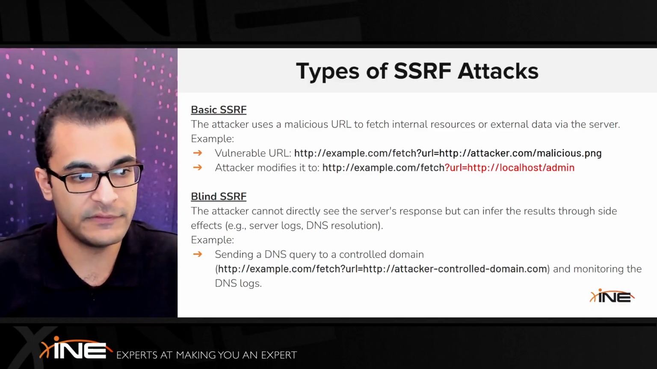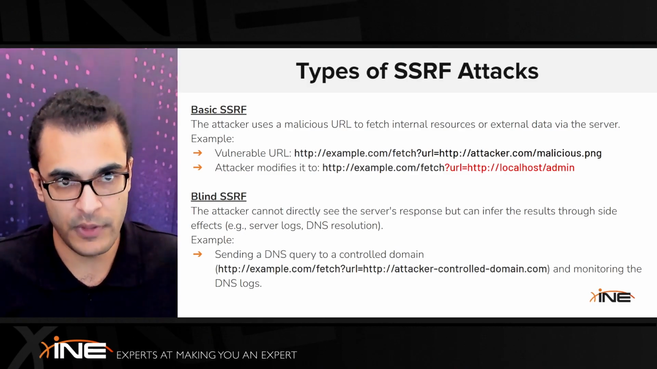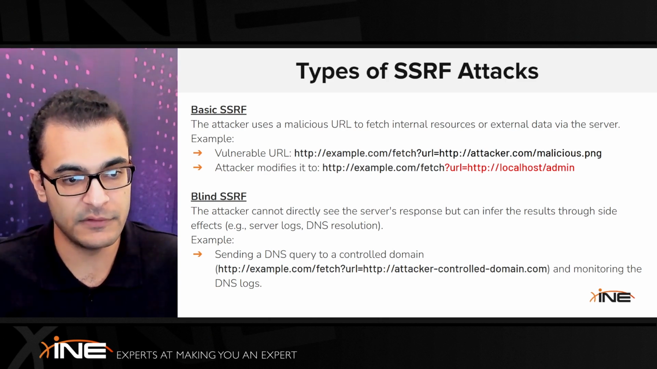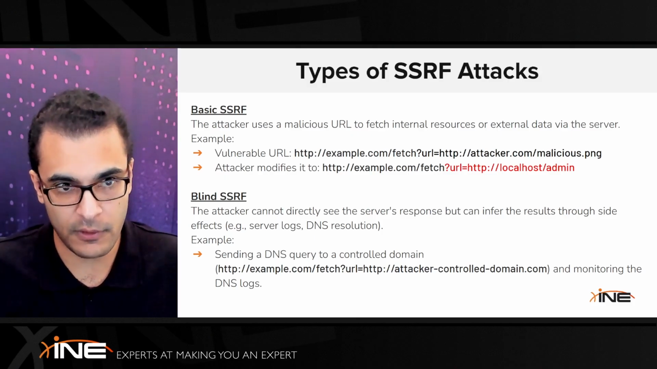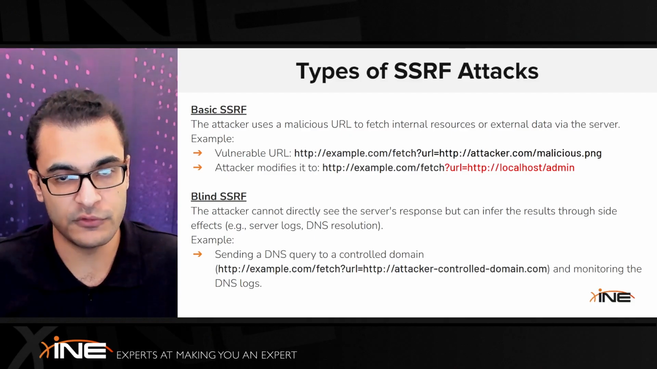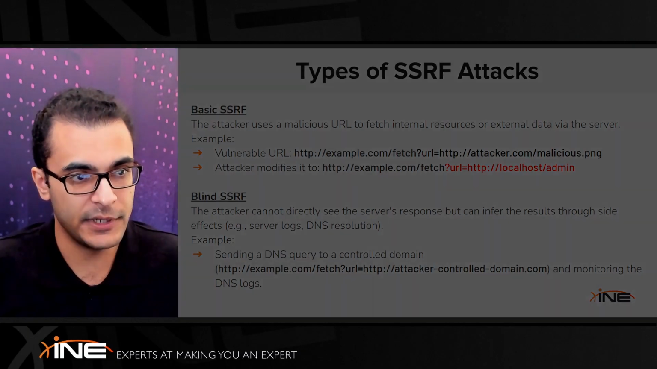So, the example here is exactly that. You send a DNS query to a controlled domain. So you have http example.com fetch, parameter url equal to what the application expects to be legitimate, but in this case you just point it to the attacker-controlled domain, and you monitor, as the attacker or pen tester, the DNS logs to see whether you're getting any interesting requests from the target web application.